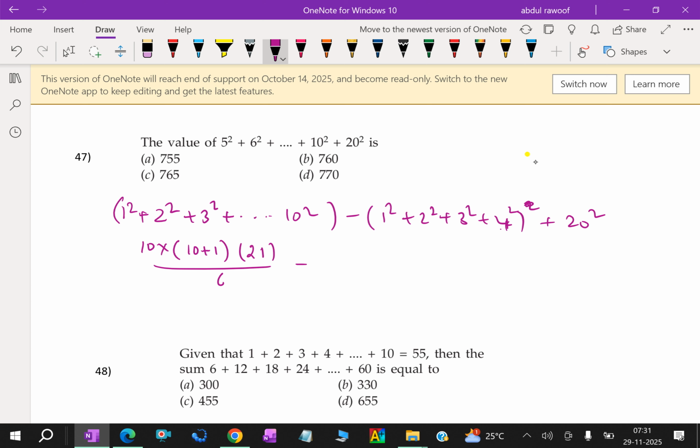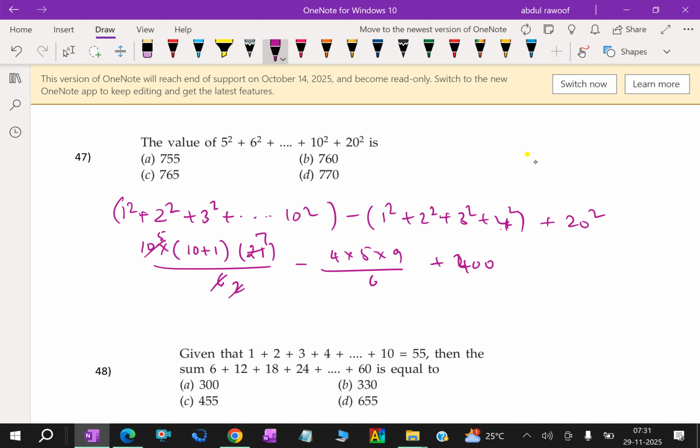N is 4, which means n is 4, n plus 1 is 5, 2n plus 1 is 9, over 6, plus 400 because 20 square. Here 6 is 2 3s, and the 2n plus 1 for 10 is 21, which is 3 7s.